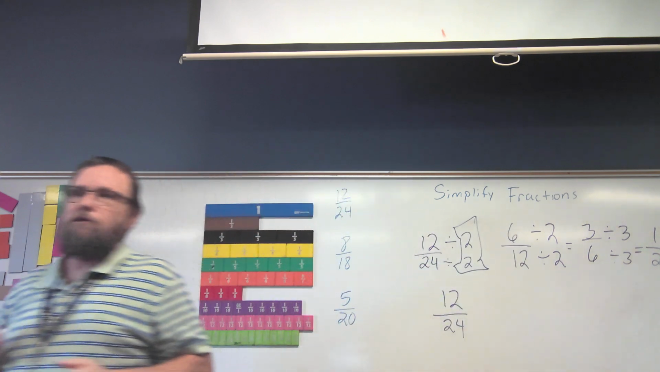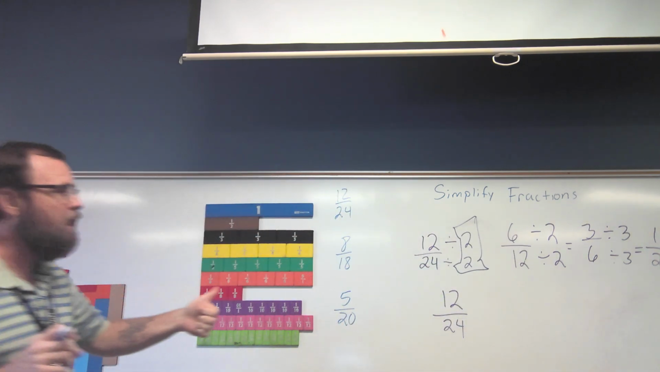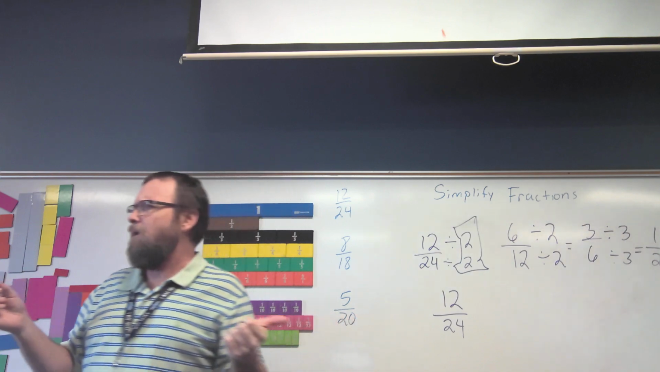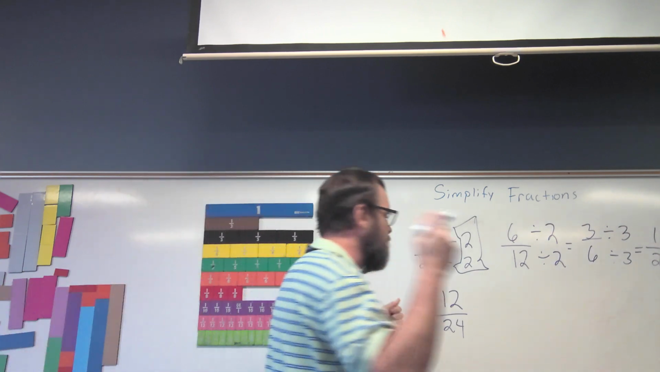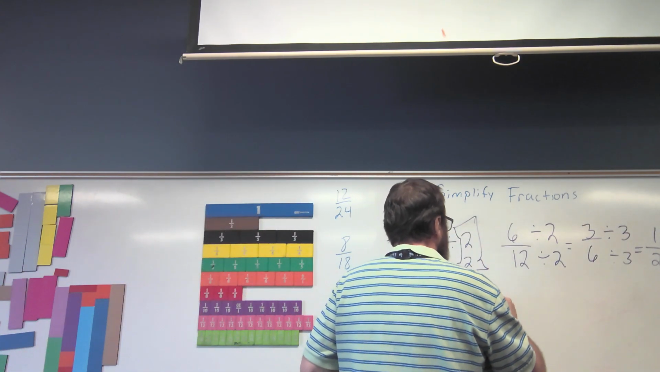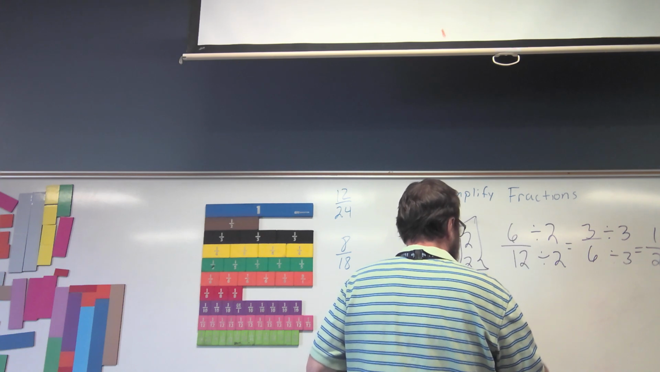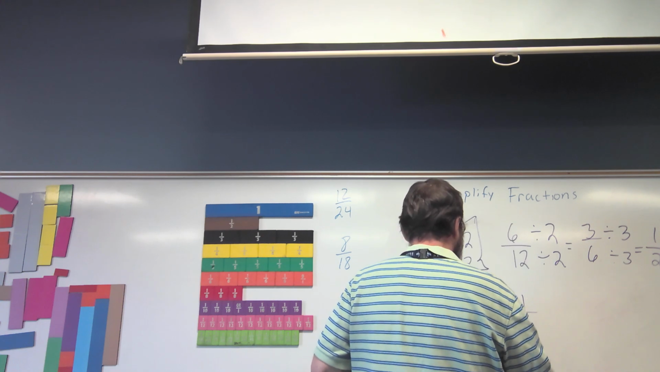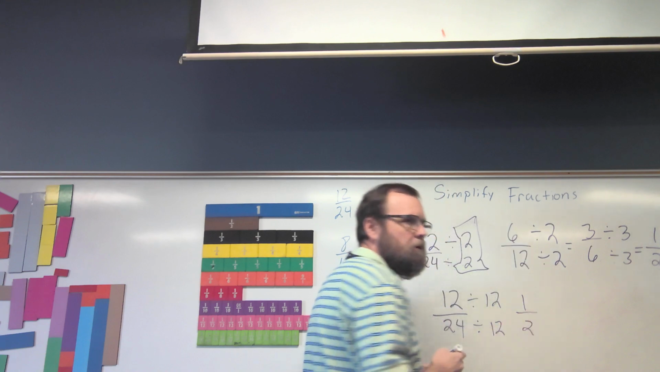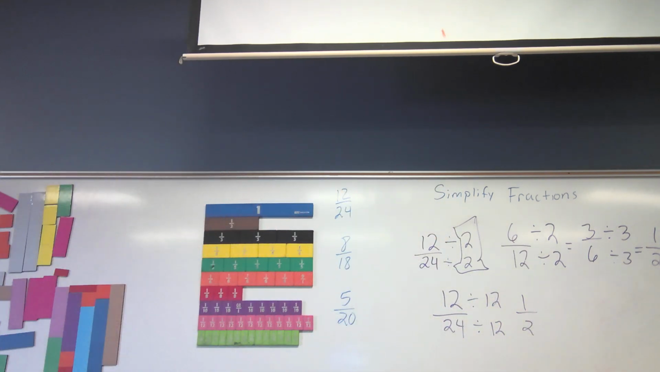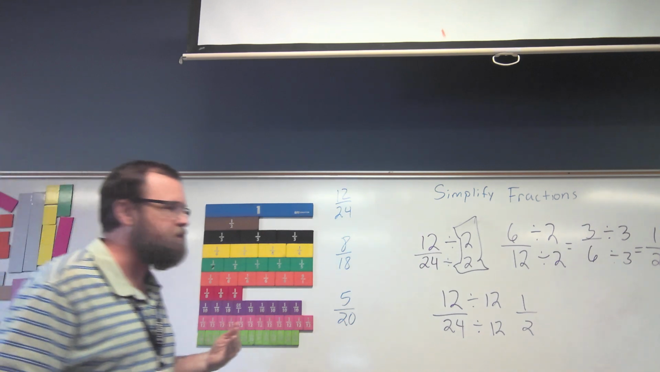12/24, and Easton told me this, I can divide, and you did this on Khan Academy, so simplifying fractions should be fairly fresh. I can divide them both by 12. 12 divided by 12 is 1. 24 divided by 12 is 2. So the bigger factor you find, the faster you're going to simplify it down to lowest terms.